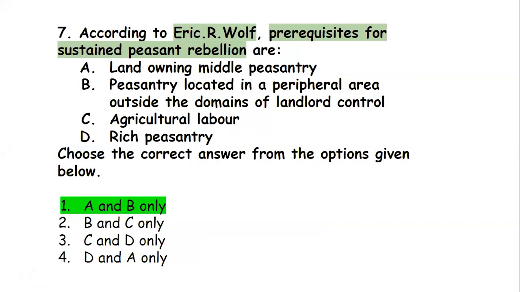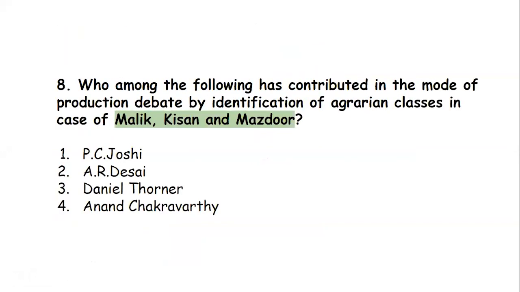So now moving to our last question. Question number 8. Who among the following has contributed in the mode of production debate by identification of agrarian classes in case of Malik, Kisan and Mazdoor? So the question is short: who introduced these agrarian classes in the name Malik, Kisan and Mazdoor? And the options are P.C. Joshi, A.R. Desai, Daniel Thorner and Anand Chakravarti.